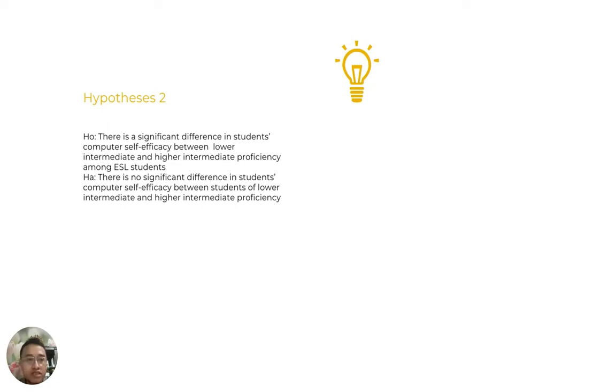As for the second hypothesis, for the null hypothesis, there is a significant difference in students' computer self-efficacy between lower intermediate and higher intermediate proficiency among ESL students. As for the alternative hypothesis, there is no significant difference in students' computer self-efficacy between students of lower intermediate and higher intermediate proficiency. Now we will be moving to the next part.